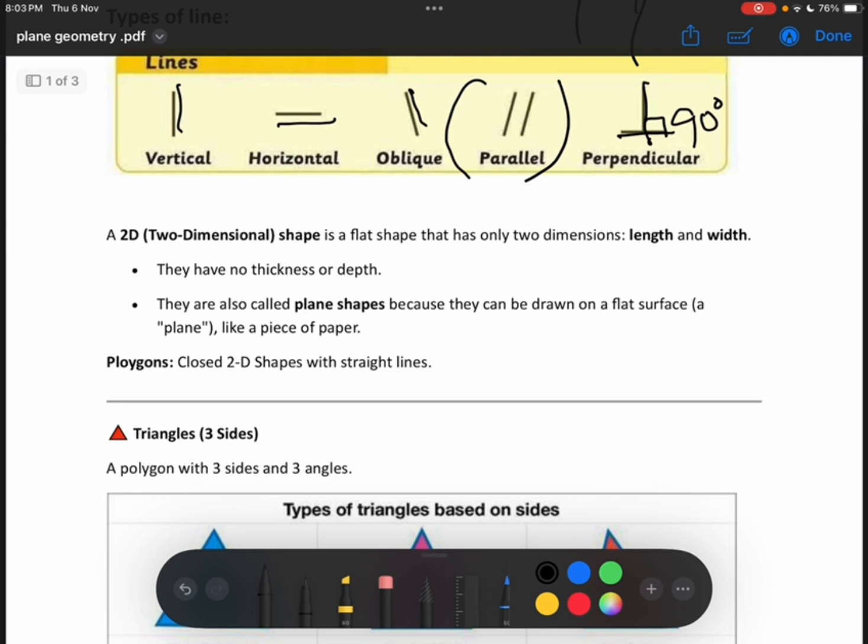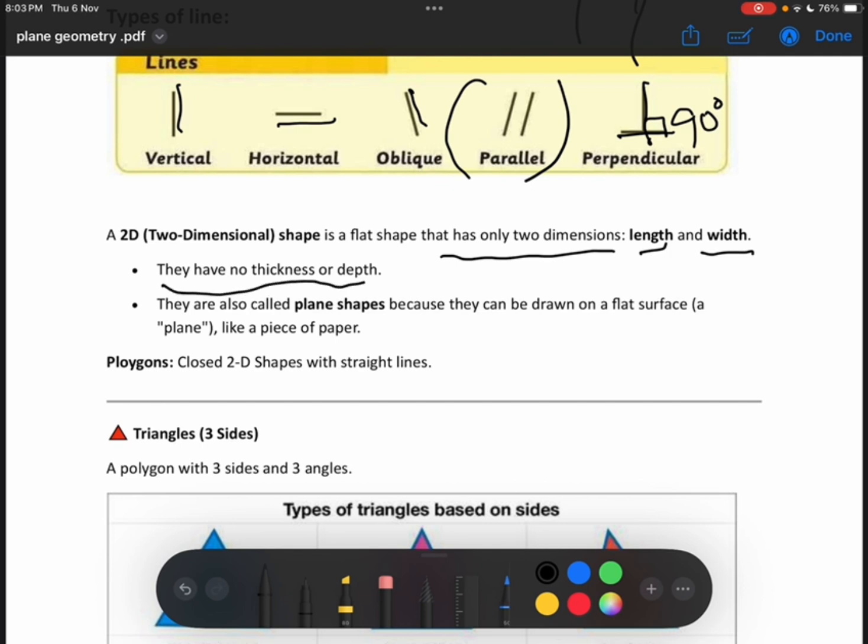A 2D shape is a flat shape that has only 2 dimensions. 2 dimensions means length and width. You can measure their length, you can measure their width, but you can't measure their depth or height. They have no thickness or depth.